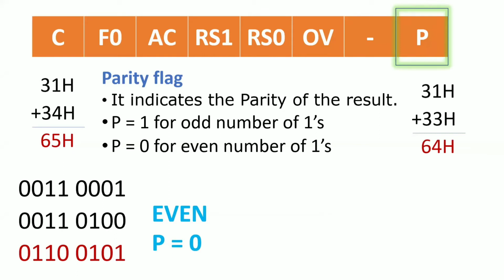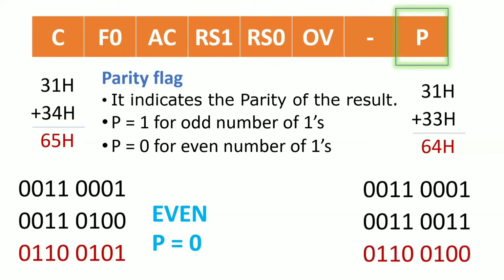You will get the result 64. Now in that result, how many ones are there? 3 ones. 3 ones means odd. That means odd parity. Sorry, actually it is odd parity, a mistake in the PPT. The parity flag is 1. Okay, that is your parity flag.